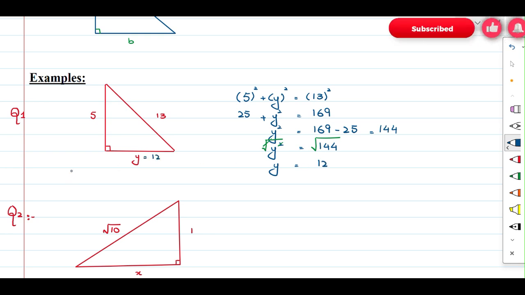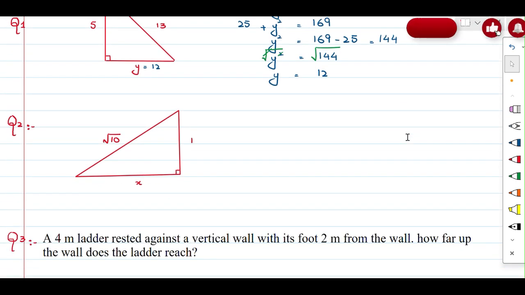So we use the Pythagoras theorem to get any missing length of a right angle triangle. Keep that in mind that the Pythagoras theorem is only valid for the right angle triangle and it is used to measure the missing length, not the angles, right? Pythagoras theorem does not deal with any angle of the right angle triangle. It deals with the missing length of a right angle triangle. Okay, now let's do the second example.